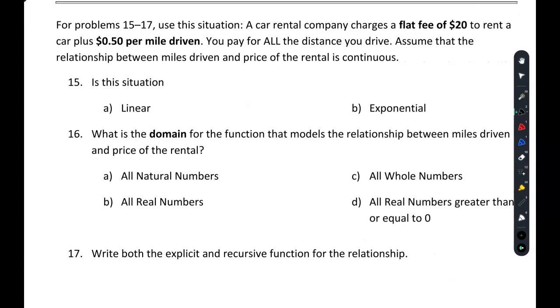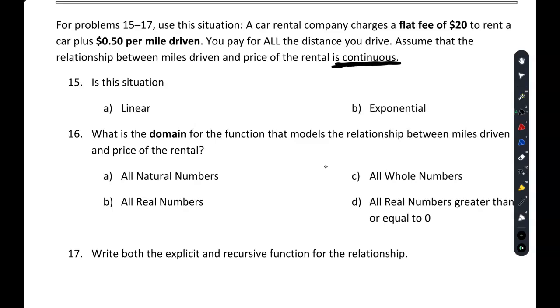Okay, so for problems 15 through 17, use the situation. A car rental company charges a flat fee of $20 to rent a car, plus 50 cents per mile driven. You pay for all the distance that you drive. Assume that the relationship between miles driven and the price of the rental is continuous. So they tell you that it's continuous. You could count money, so you might think it's discrete, but since they tell you it's continuous, go off of what it says.